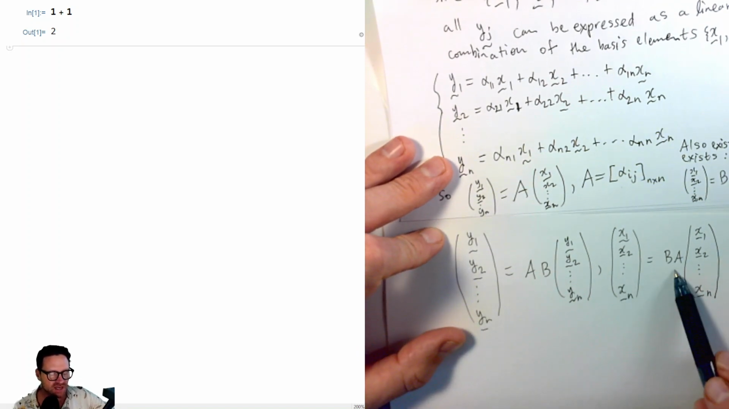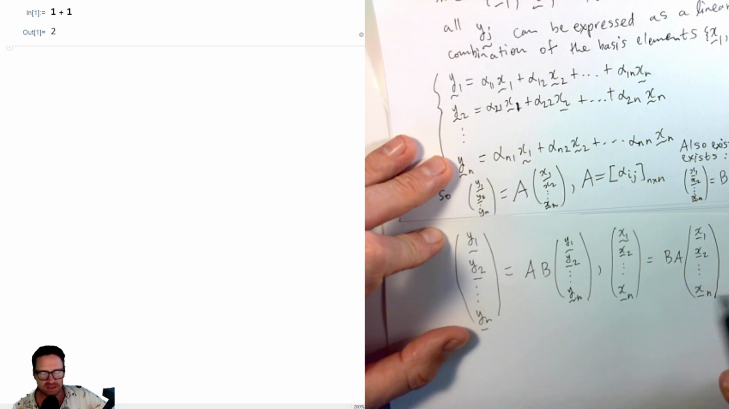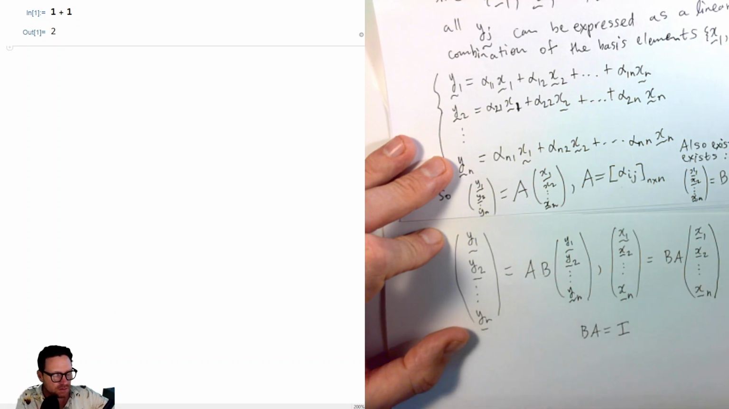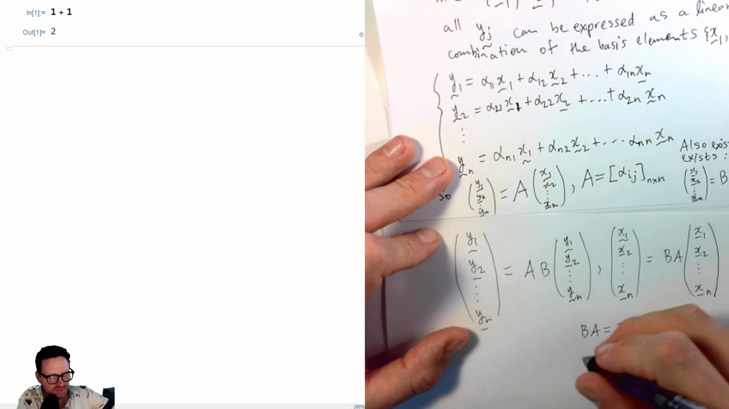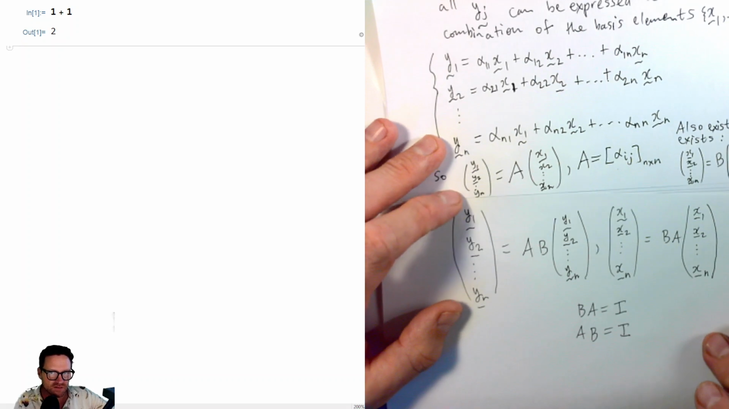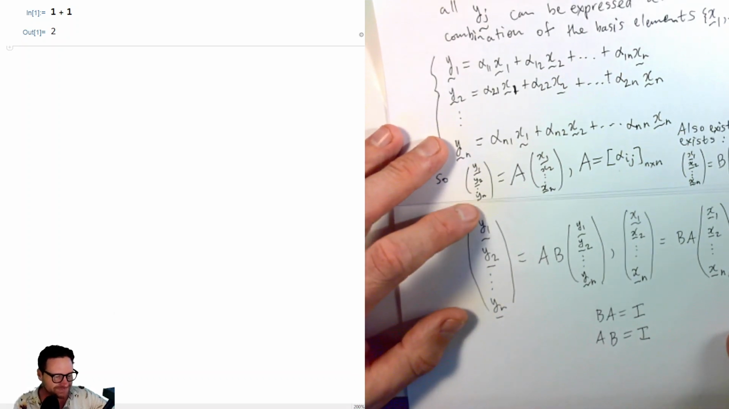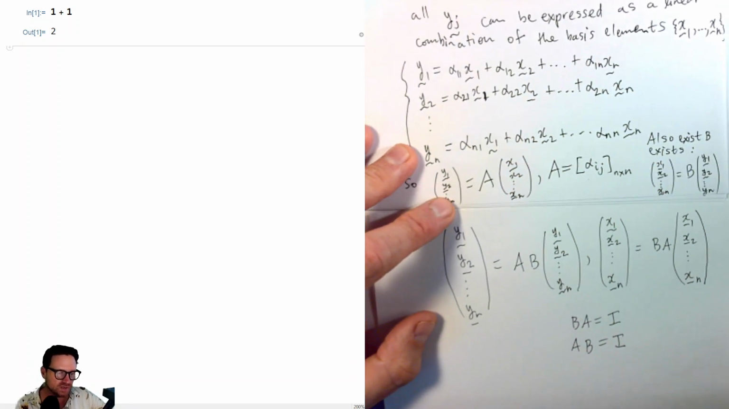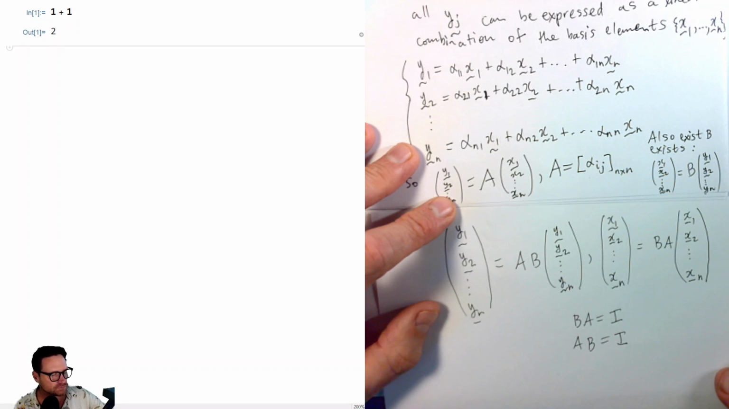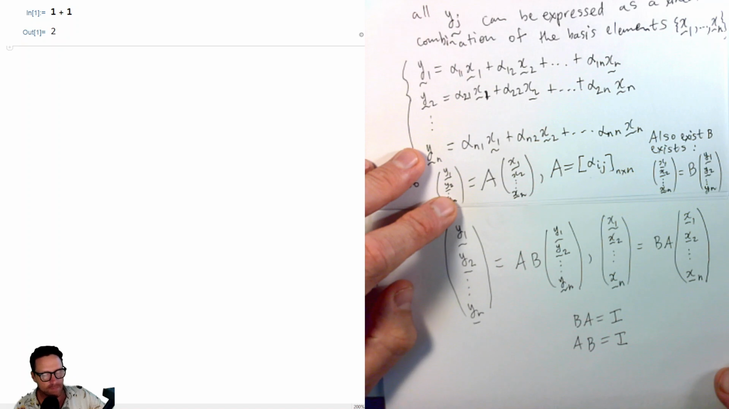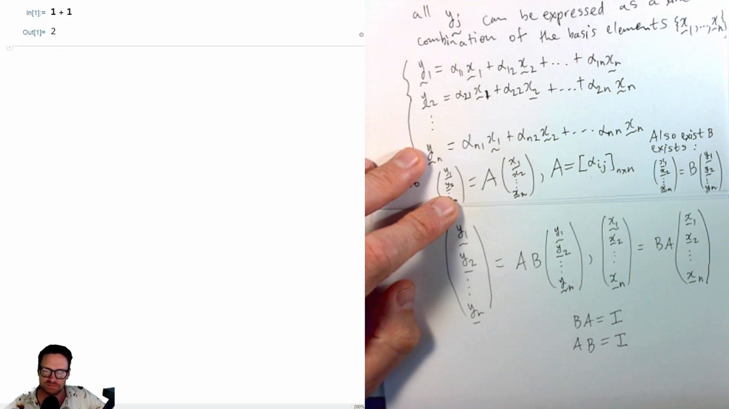And so if this is the case, we must have BA is the identity matrix and AB is the identity matrix. So in other words, A and B are inverses of one another. And so that says that the linear map can be reversed, and it changes the basis. Okay, let's move on to the next page.